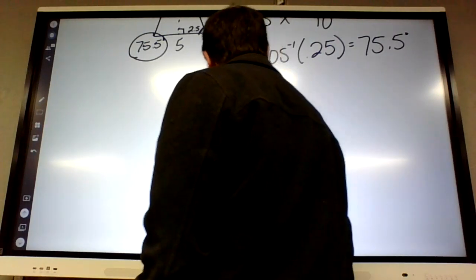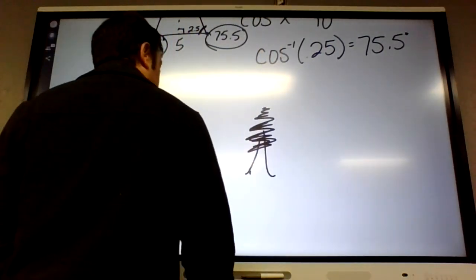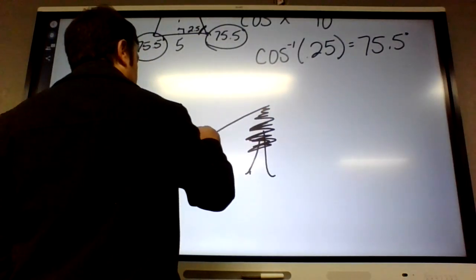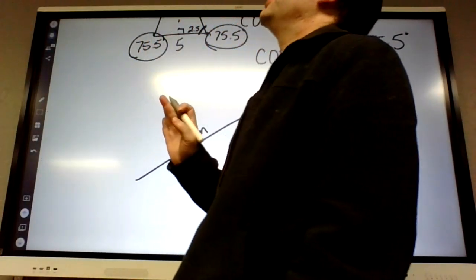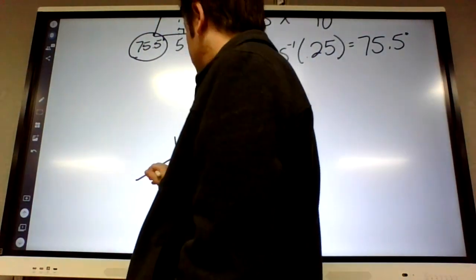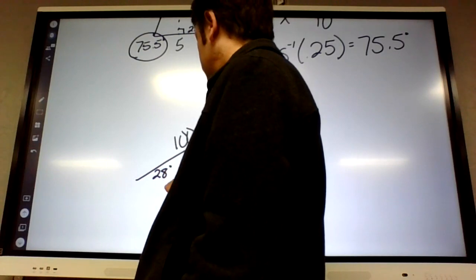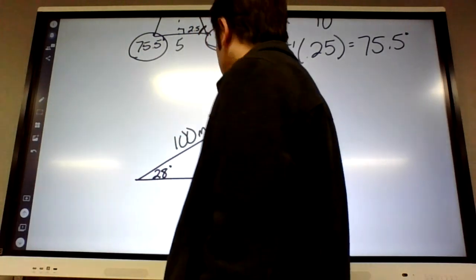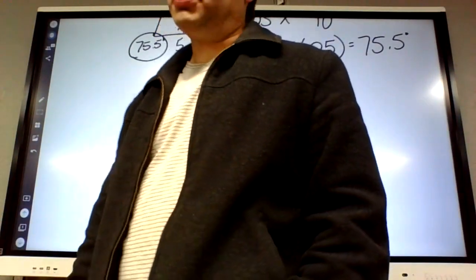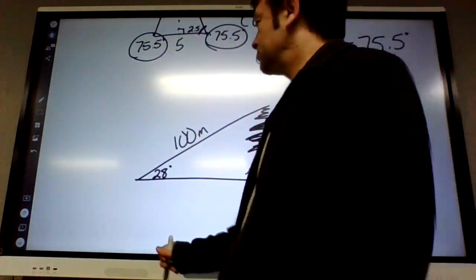Oh, we should make it green. Please make it green. Pretty green. Make it green. Okay, angle of elevation means the angle that they're looking up is 28 degrees. Make a tree. Do you like my tree? That's a good tree.